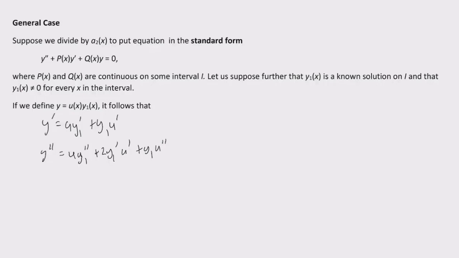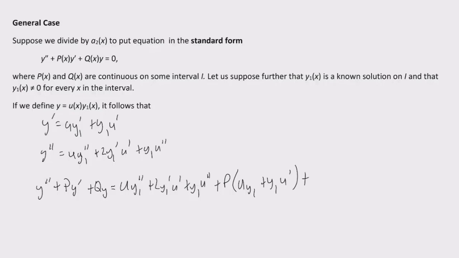If I go back and evaluate the original general format, y double prime plus p of y single prime plus q of y, that's u times y1 double prime, plus 2 y1 single prime u prime, plus y1 u double prime, plus p times u y1 prime plus y1 u prime, plus q of y, and y we said was u times y1.